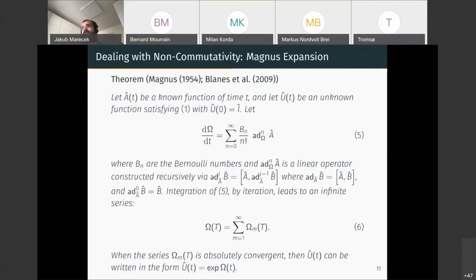Now, the question of when the series is absolutely convergent has been the subject of a substantial number of works, and the most recent papers on the subject, which closed that question in some ways, were by Moan and Niesen. We have the references in the arXiv version, but essentially the point is that the conditions for the convergence are well understood.